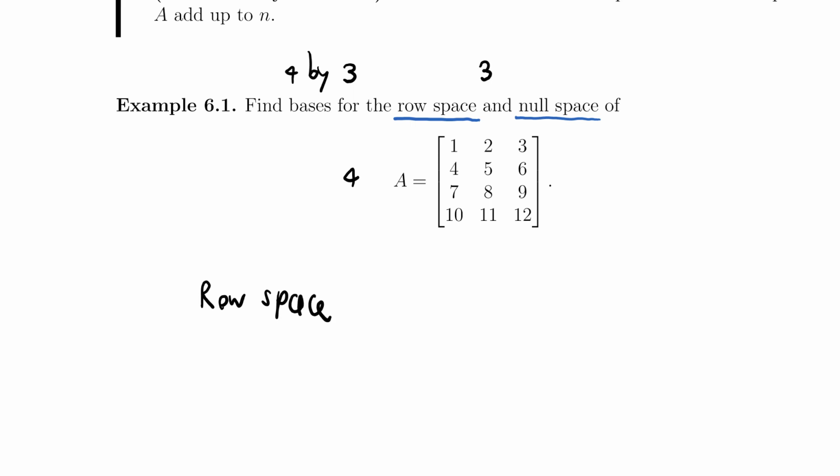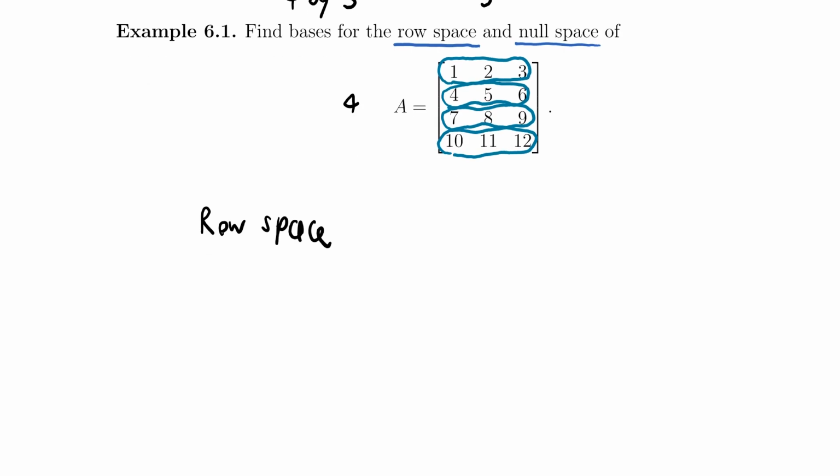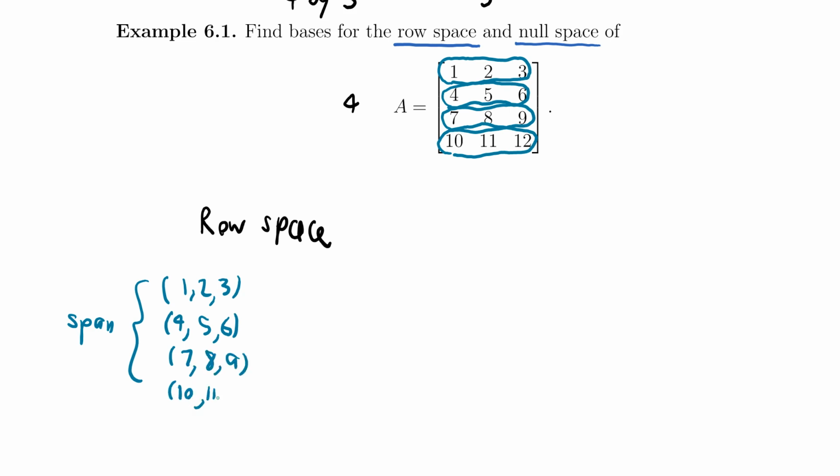The row space of a matrix is actually pretty simple. I just take the rows of a matrix and use them as vectors. So I'm gonna view each of the rows of A as a separate vector, and I'm gonna use that to span a vector space. So the row space of a matrix A here is just the span of the 4 vectors that we see: 1, 2, 3; 4, 5, 6; 7, 8, 9; and 10, 11, 12.